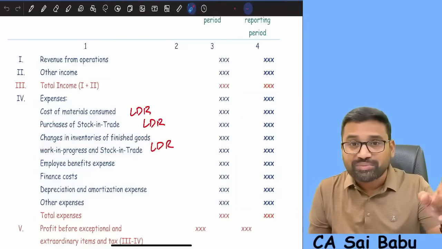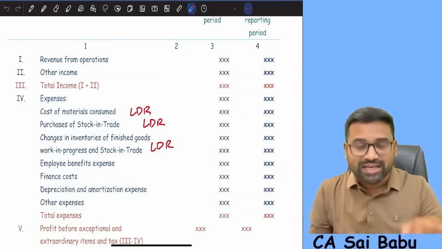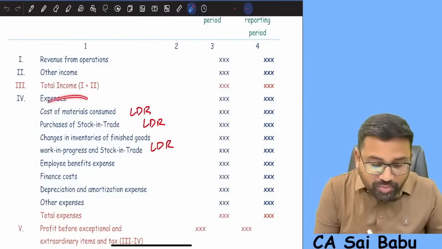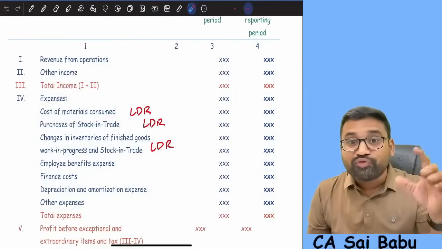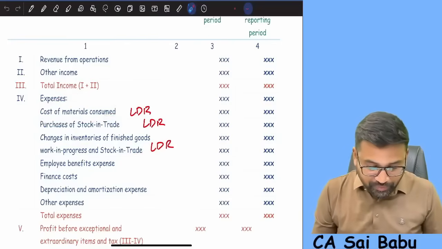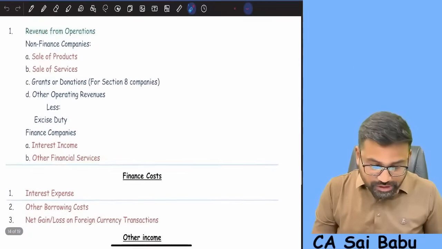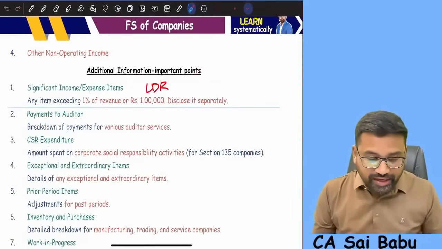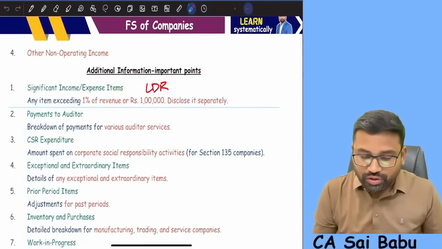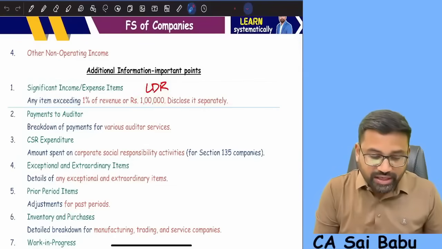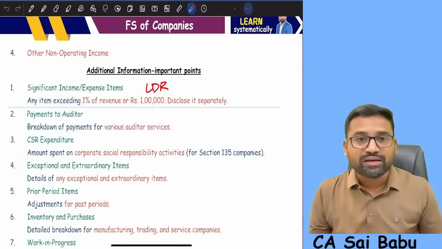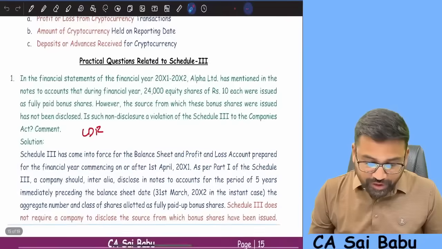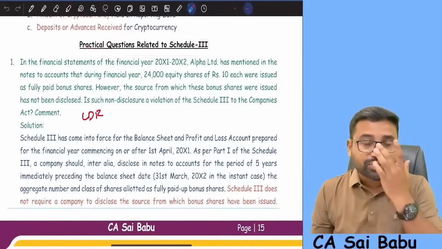In International Hotels Limited, for example, we have seen a hotel, wines, cigarettes, cigars. We show purchases separately, change in inventories of stock in trade separately. If it is raw material, we will show consumption. In that, some foodstuff we have shown as consumption. And remember this point, sir, any item exceeding 1% of revenue or 1 lakh, disclose it separately. Any item exceeding 1% of revenue or 1 lakh, disclose it separately as per Schedule 3. And also some practical questions relating to Schedule 3, sir.